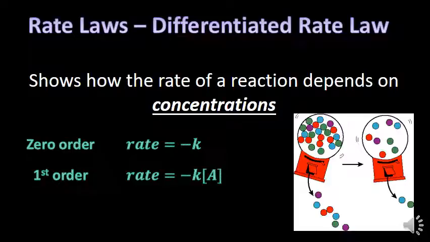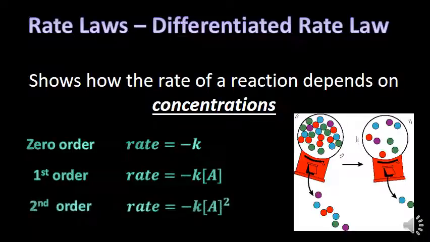And the second order rate law looks like that. Well, that all makes sense to me. Look at that. Zero order, the A drops out. First order, it's A to the first power. Second order, it's A to the second power. Well, this is kind of what we were doing, isn't it? It's no big deal.